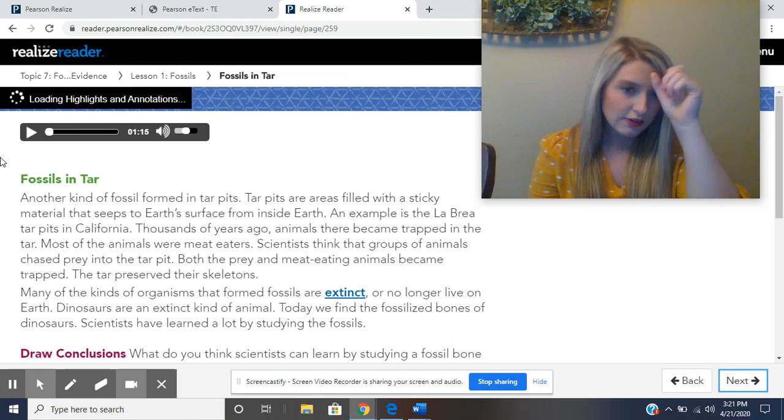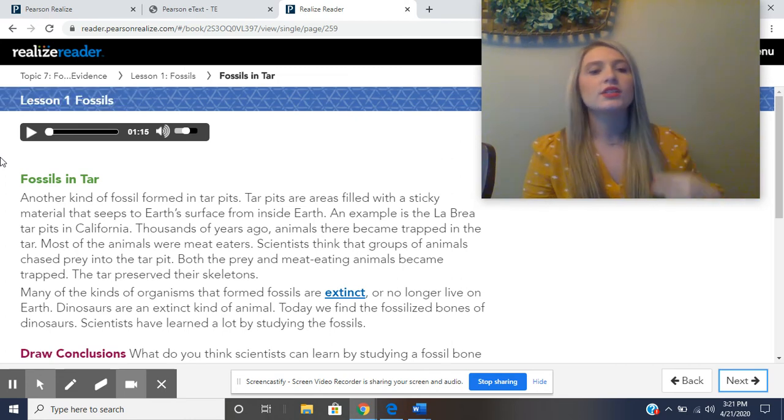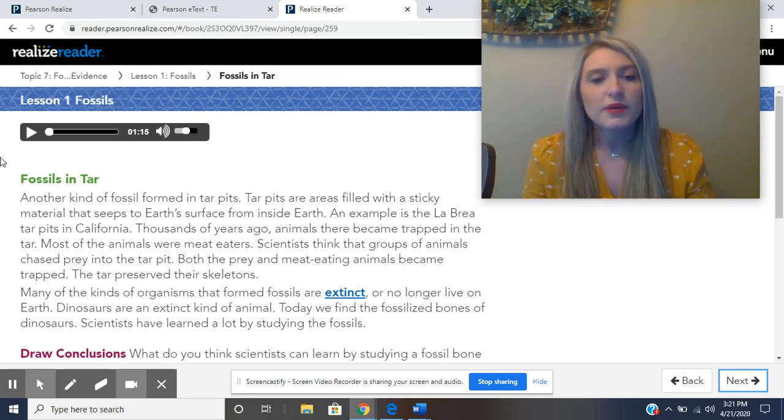All right, another kind of fossil formed in tar pits. Tar pits are areas filled with sticky material that seeps to the Earth's surface from inside Earth. An example is the La Brea tar pits in California. Thousands of years ago, animals there became trapped in tar.